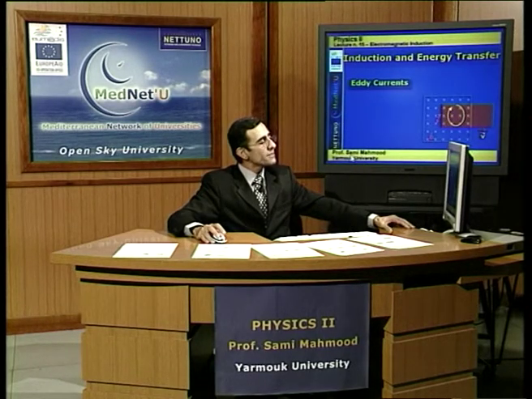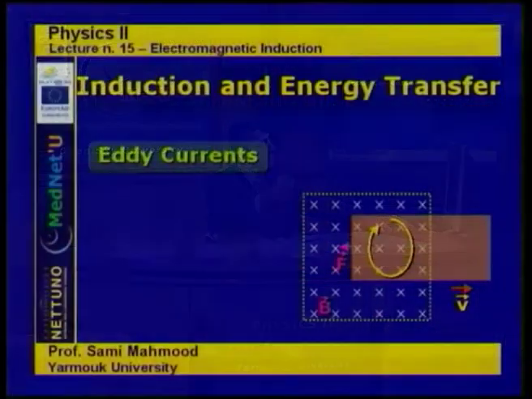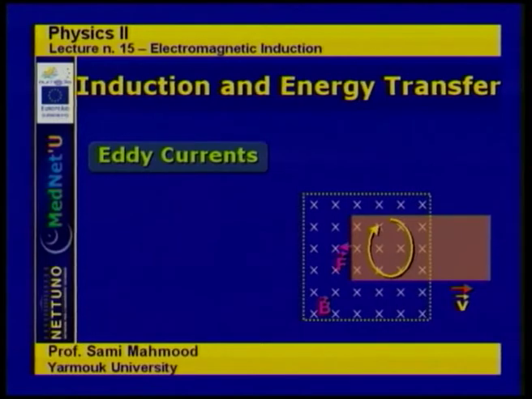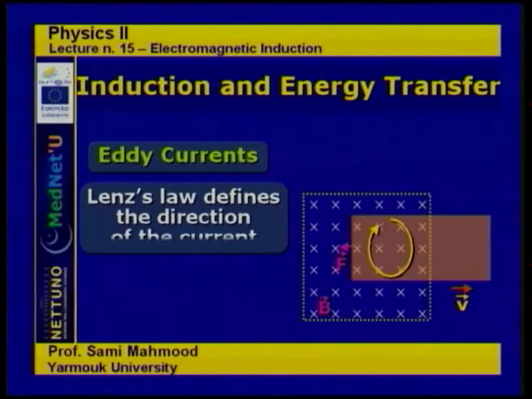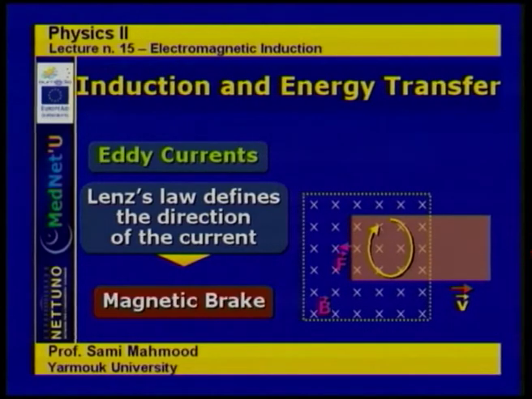And in a similar way, we can look at a sheet of metal. If it is pulled in a magnetic field, eddy currents will be produced in this direction that is shown to oppose the motion of the sheet and to stop it from moving. And this is also a consequence of Lenz's law. And this illustrates the principle of what we call the magnetic brake.